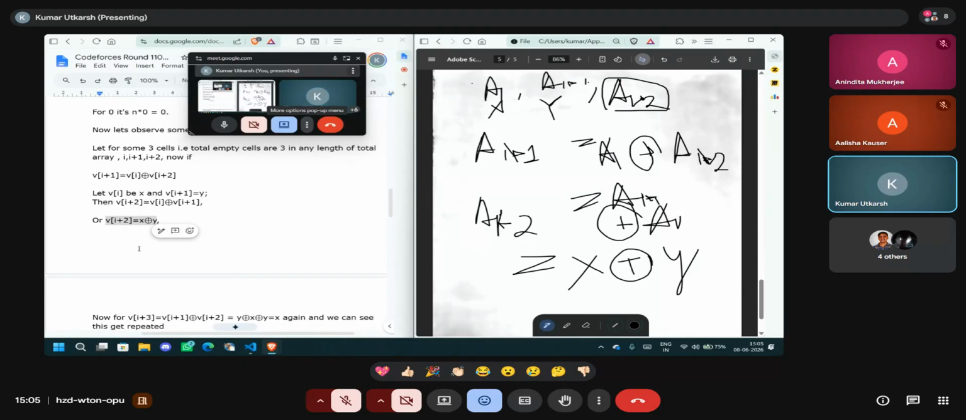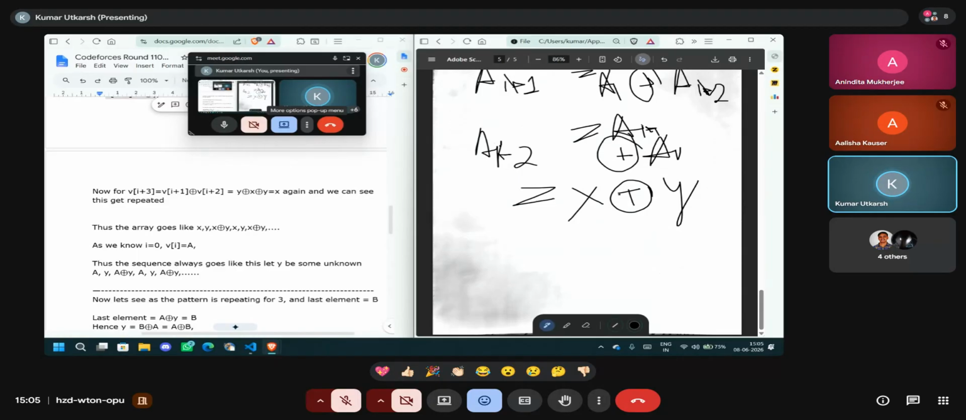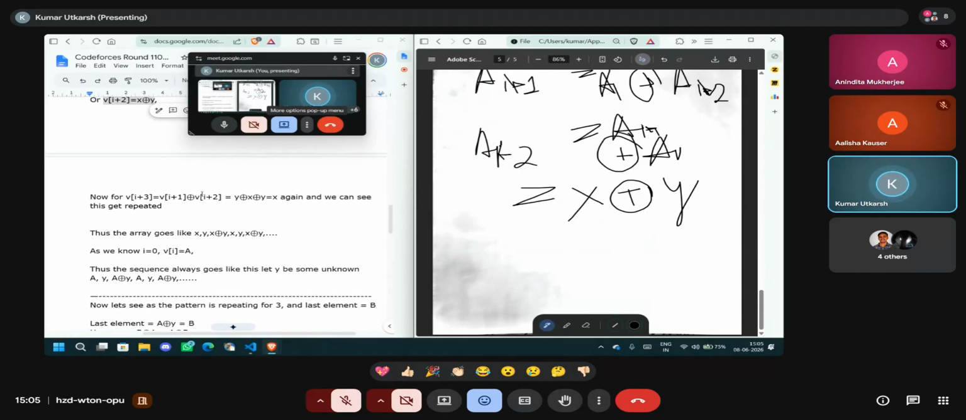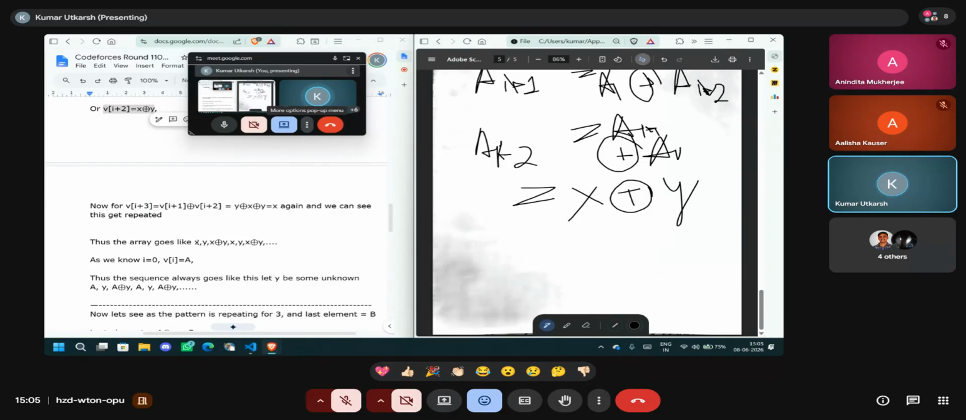Right. Alisha and Pritam, I guess you all understood this is a very basic thing. We can see it is repeating in a pair of 3. It will go like X, Y for starting at any i. So it will go like X, then Y, then X or Y. Then again it will be X, Y, then X or Y.